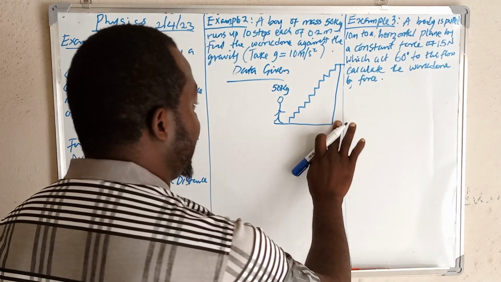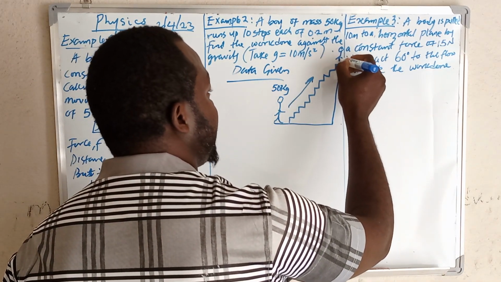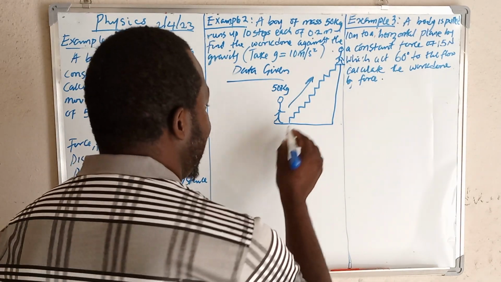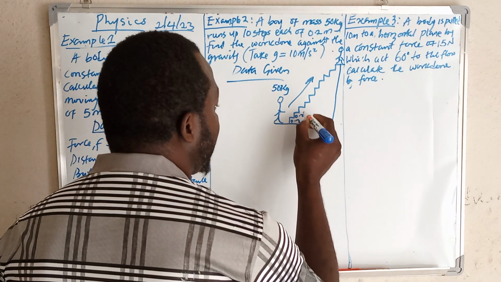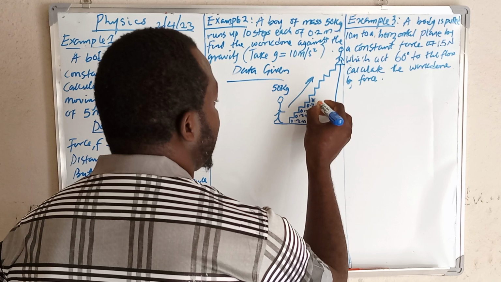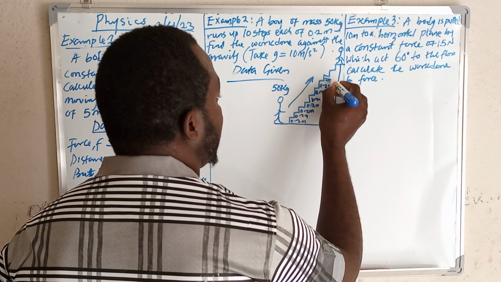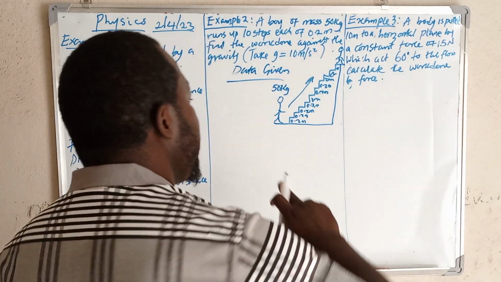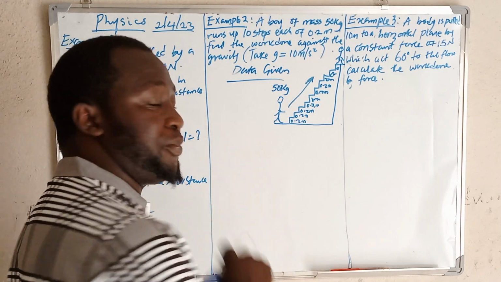These are the steps that the boy runs up to reach the 10 steps. Each of these steps is 0.2 m, 0.2 m, 0.2 m, and so on up to the last stage, the whole of 10 stages. Each stage height is 0.2 meters.